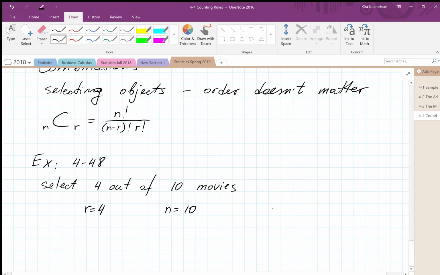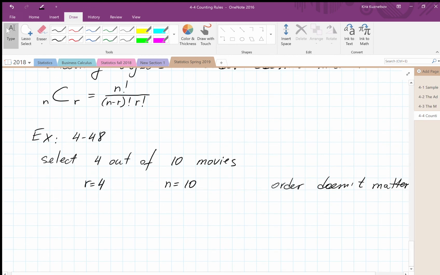So I'm going to make a note. Order doesn't matter. How do you know that order doesn't matter? It should make sense. It says how many different ways can the selections be made? Meaning, I just need to choose 4 movies. Doesn't matter which one comes first. So if you are using the word choose rather than I need to put them in a specific order, I just need to choose 4 people. I just need to choose 4 movies. It is combinations.